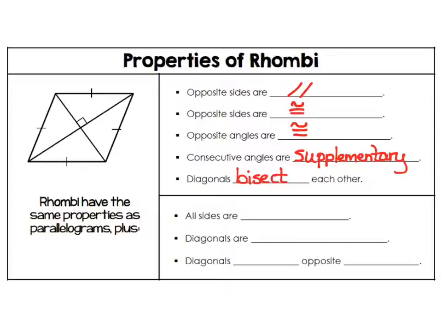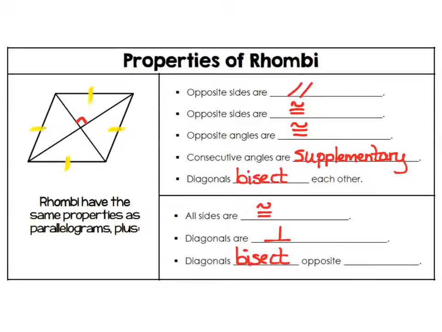So since a rhombus is a specialized parallelogram, it has all those family traits of a parallelogram, in addition to 3 more. Okay? In a rhombus, we have all sides that are congruent. So you can see from this diagram, we have the markings. The diagonals, if you'll notice here, the diagonals are perpendicular. So they form right angles. So we have a bunch of right triangles in here.